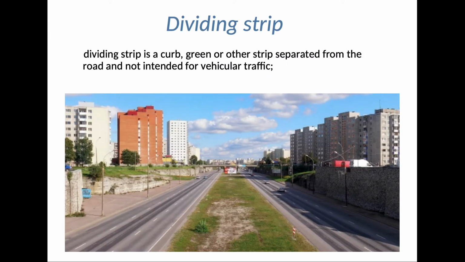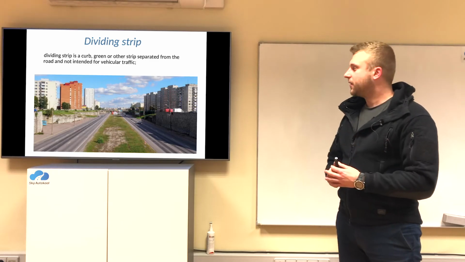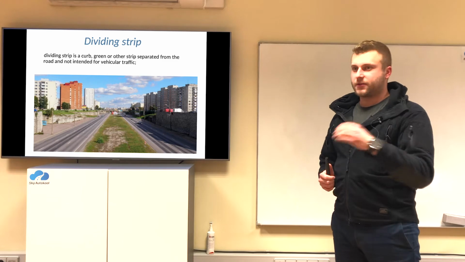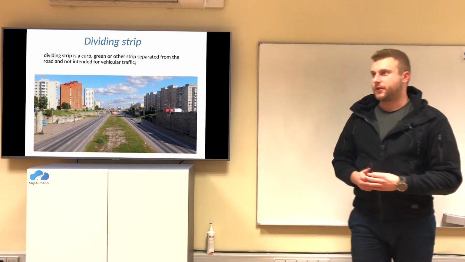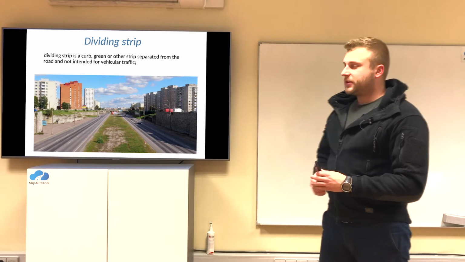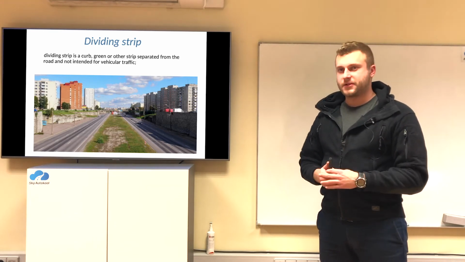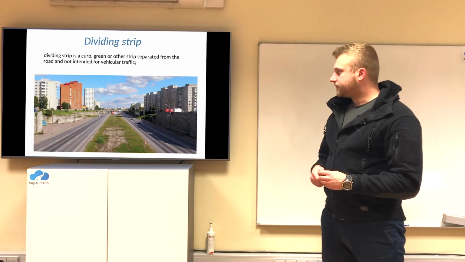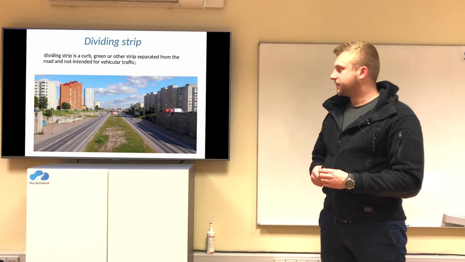Now the dividing strip. As you see, it's a green part in the middle of two carriageways, and basically this dividing strip divides two carriageways, not roads. Usually we cannot use it. We cannot U-turn there or park there, so it's not permitted. Only if we have special signs for that can we use this dividing strip. In other circumstances, we cannot use it.